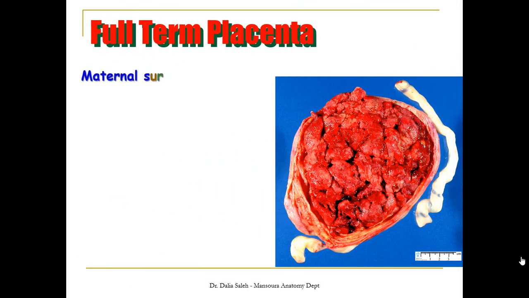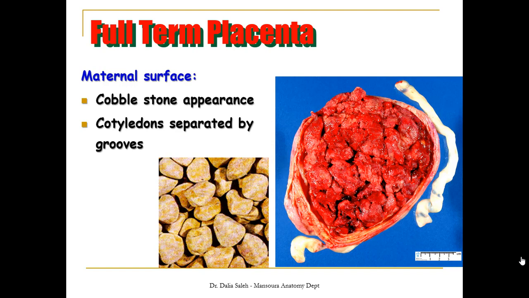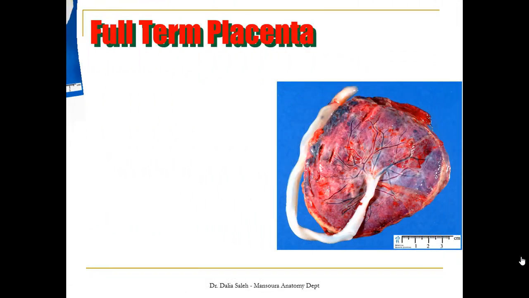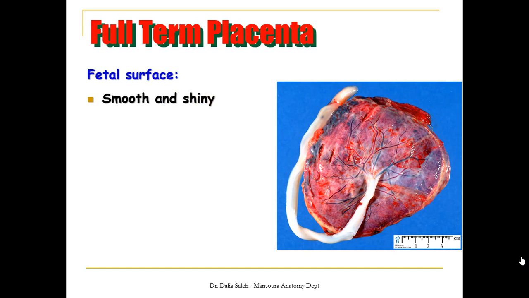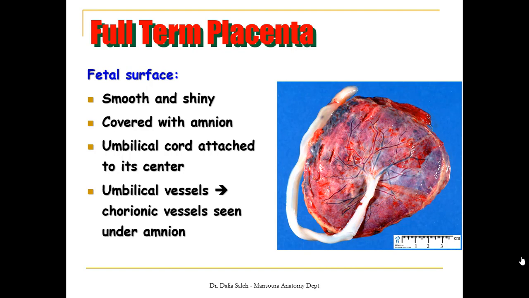This is the maternal surface. It has a cobblestone appearance because of the shape of the cotyledons that are separated from each other by grooves, while this is the fetal surface of the placenta. It is smooth and shiny, covered with amnion, and you can see the umbilical cord attached to its center. Also, you can see the umbilical vessels and the chorionic vessels clearly under this thin amniotic membrane.